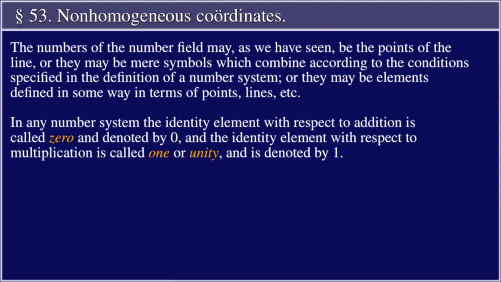The numbers of the number field may, as we have seen, be the points of the line, or they may be merely symbols which combine according to the conditions specified in the definition of a number system, or they may be elements defined in some way in terms of points, lines, etc. In any number system, the identity element with respect to addition is called zero and denoted by 0, and the identity element with respect to multiplication is called 1 or unity and is denoted by 1.